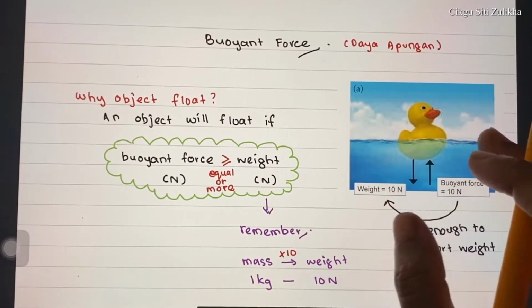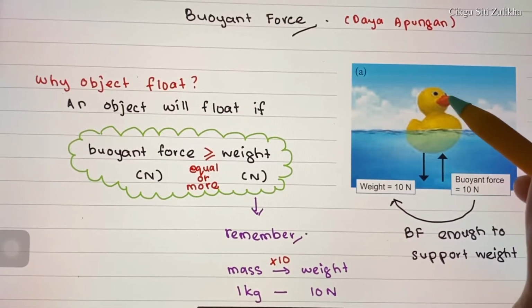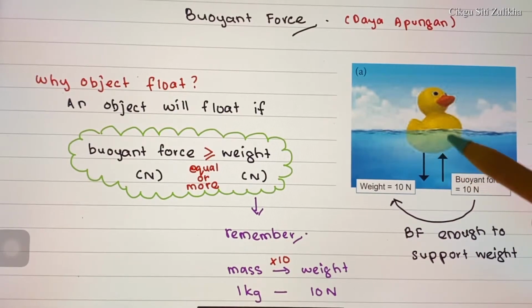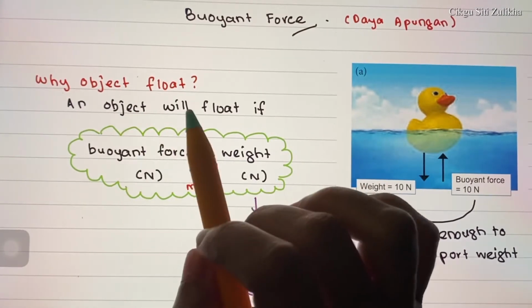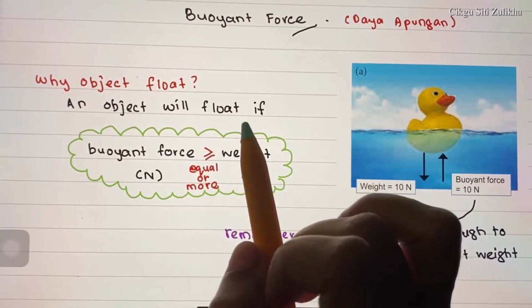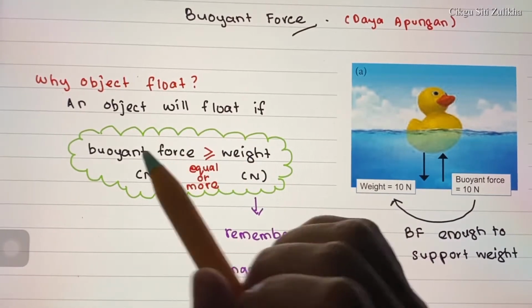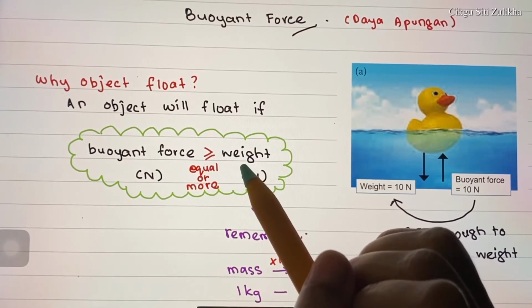So now kita ambil the first situation here. Kita ada rubber ducky here, rubber duck. Bila kita letak dalam water, what happen? This rubber duck akan float. So why object boleh float? So the first thing first is that an object will float if buoyant force equal or more than the weight of an object.